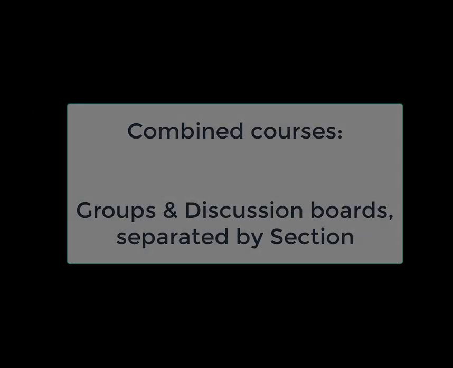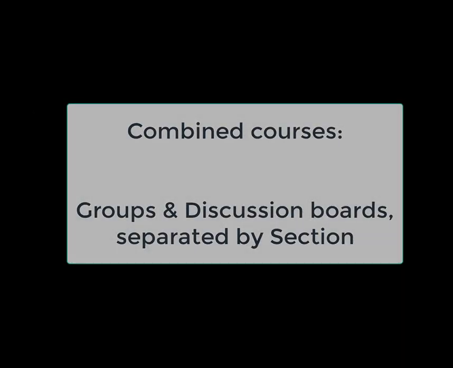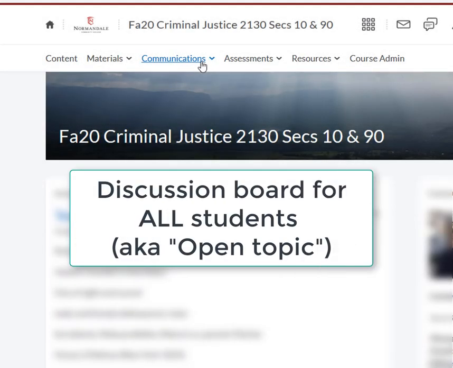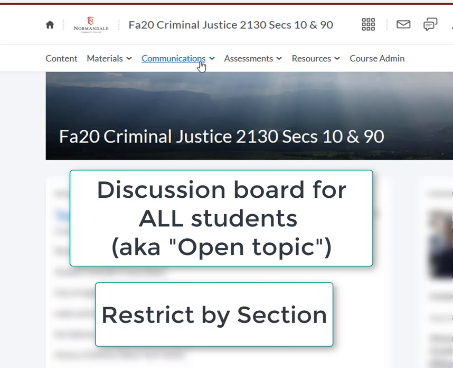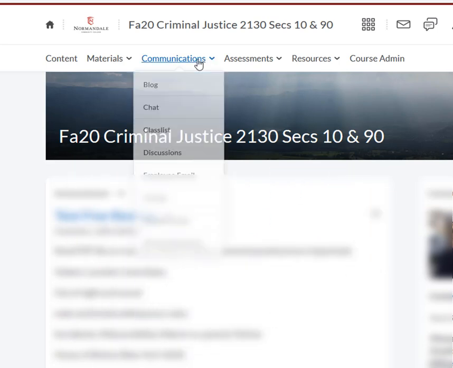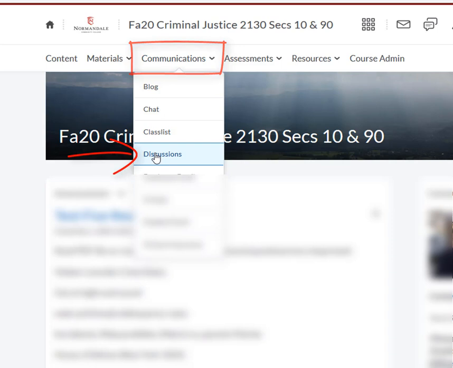This video will show you how to create discussion boards and groups separated by section for FERPA compliance. If you would like to create or edit a discussion board which is normally open for all students and you have a combined course, you will need to restrict the topic by section. To do this, you would go to the Communications menu, click on Discussions.